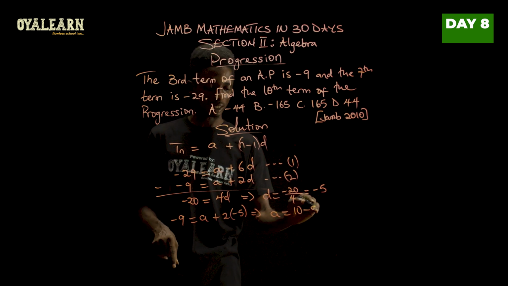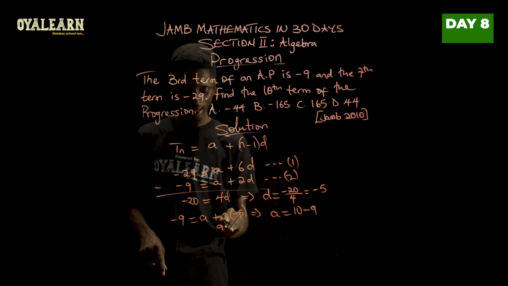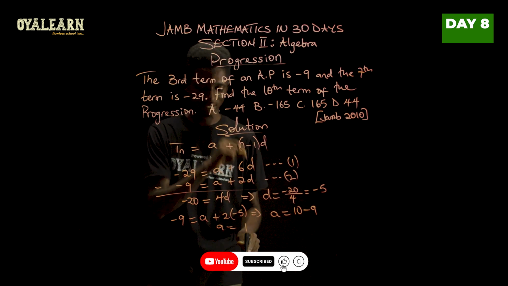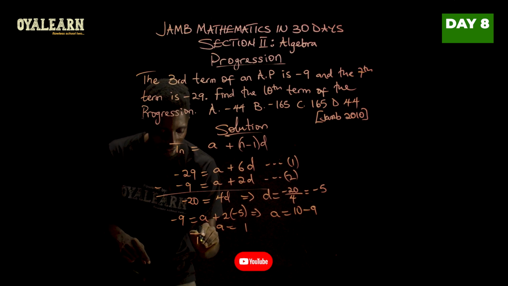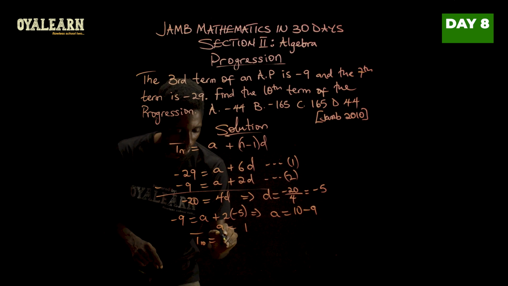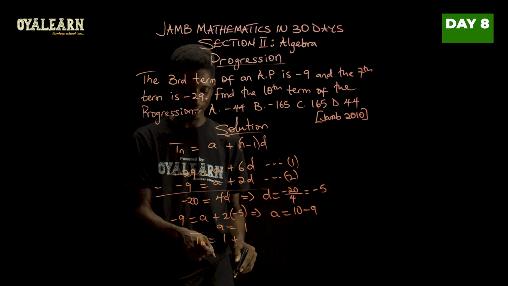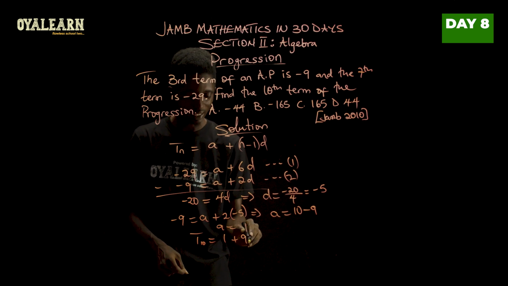And then we have minus 9. So A equals 1. Now let's find the 10th term. So T10 would therefore be A, which is 1, plus now we have n minus 1, where n is 10. So 10 minus 1 will give us 9.